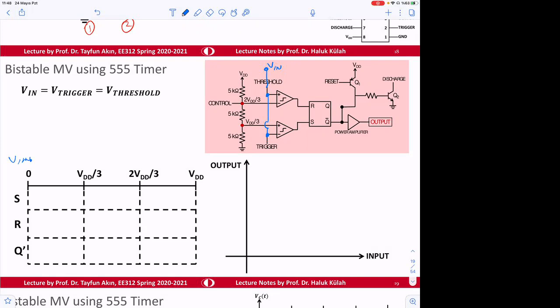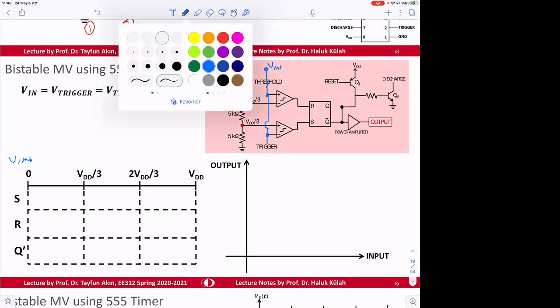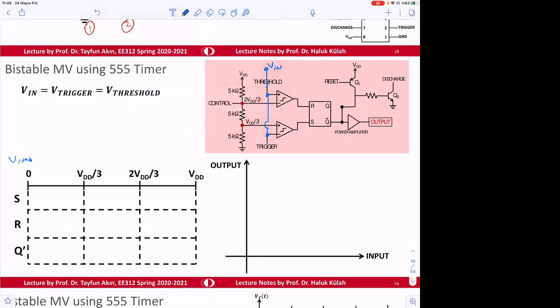So input is 0. What happens to here? I'll start maybe again doing the colors here. I'll be differentiating things with the color. So input is 0 voltage-wise. Let's make it in a blue color. That's okay. So input is 0. What happens to the output? So here, when input is 0, what is S? What is R?